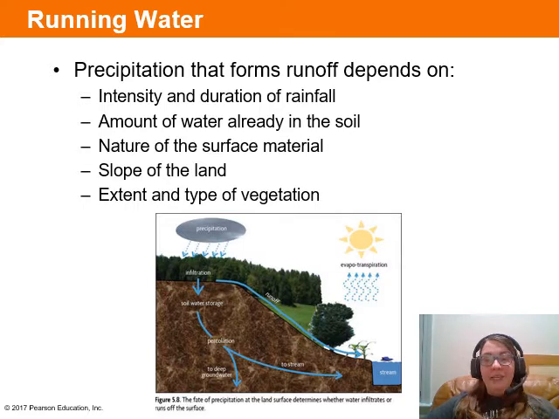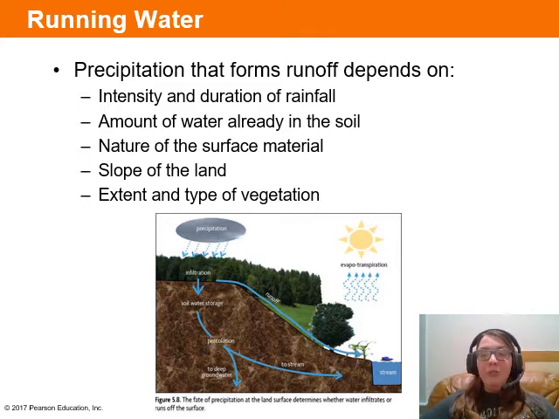And then finally, the extent and types of our vegetation are going to be really important. If we just have a lot of different types of vegetation, let's say we go into a forest, it's going to be able to absorb more water than if we were just looking at a grassy field. But the type of vegetation is also important. We'll see that different types of plants need very different amounts of water in order to grow.